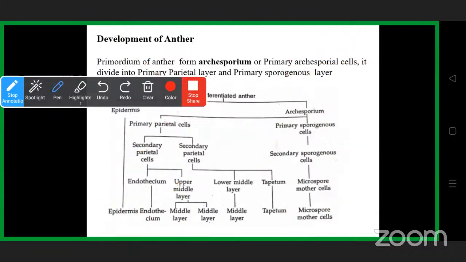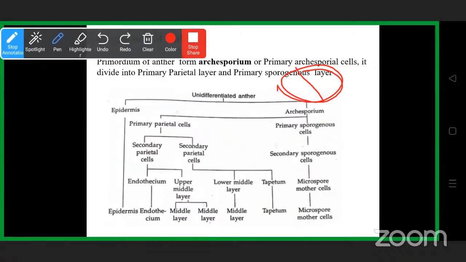Here you can see the first one, the primary archesporial cell, divided into two: the primary parietal cell and the primary archesporial cell. Again the primary parietal cell divides into two: secondary parietal cell 1 and 2. The secondary parietal cell again divides into two.